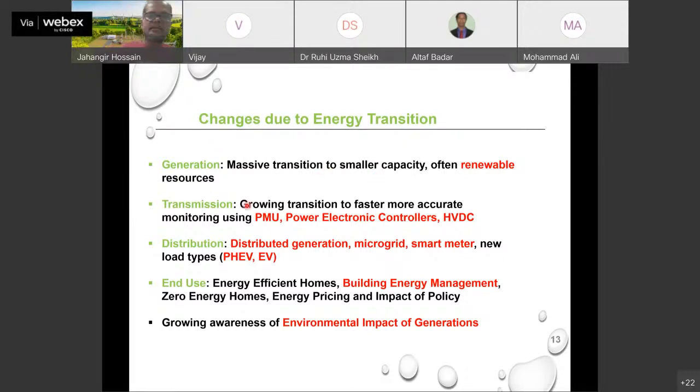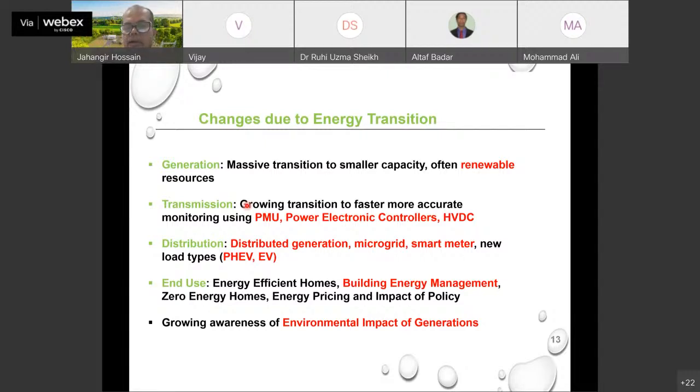The transmission side is comparatively intelligent in most countries, but still there are many changes happening. For example, you'll find many monitoring systems, such as phasor measurement units, and power electronics based controllers like FACTS devices. As I already mentioned, like STATCOM, SVC, and also other types of FACTS power electronics controllers in the system as well. So power electronics is a very, very important part of the future power system.